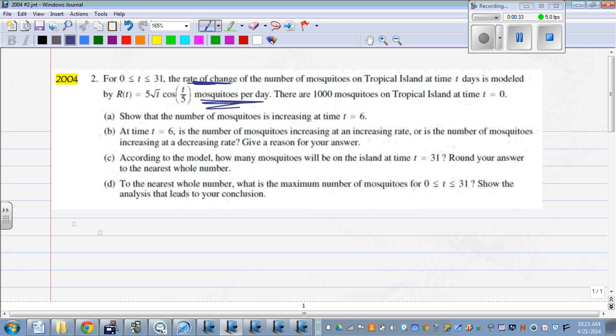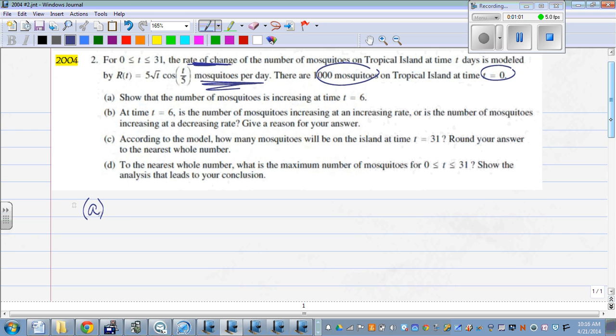It says there are 1,000 mosquitoes on Tropical Island at T equals 0. So that's our starting amount. Part A asks us to show that the number of mosquitoes is increasing at T equals 6. Well, this is our rate, right? This is a rate, how much they're increasing per day. So if it's increasing, what kind of a value should we get for that rate? Positive. So all we have to show is that that's going to be positive.